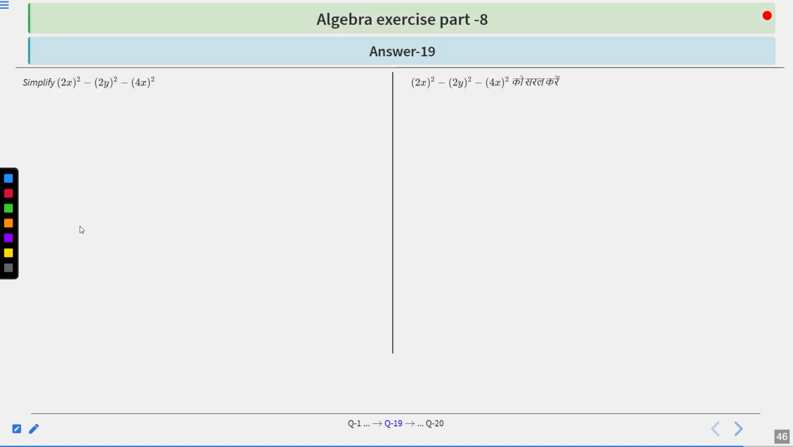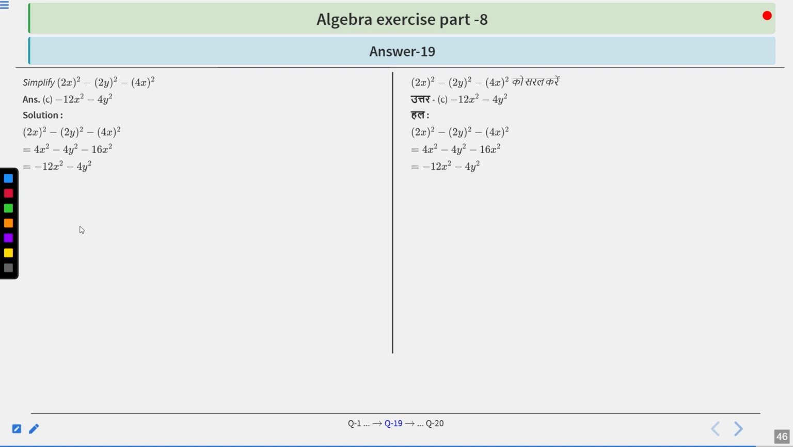Now we have to simplify 2x whole square minus 2y whole square minus 4x whole square. The answer to this question is option number C, minus 12x square minus 4y square. Now let us look at the solution of this question. We were given 2x whole square minus 2y whole square minus 4x whole square. 2x whole square can be written as 4x square, minus 2y whole square can be written as minus 4y square, and 4x whole square can be written as 16x square.